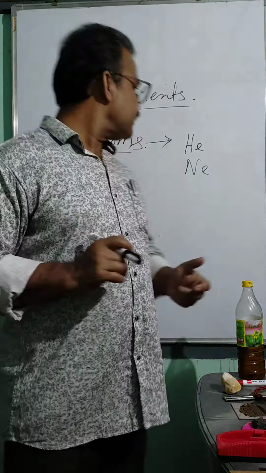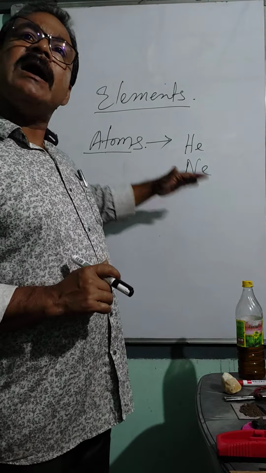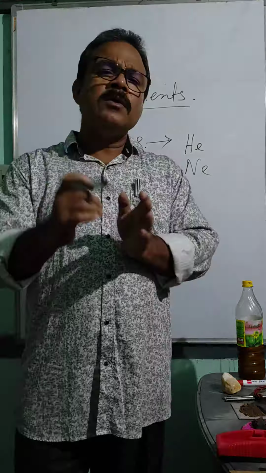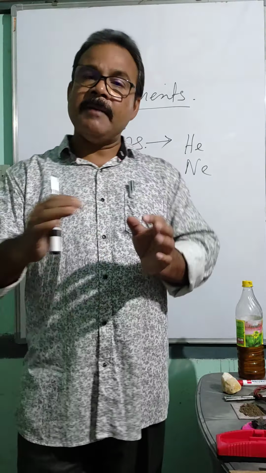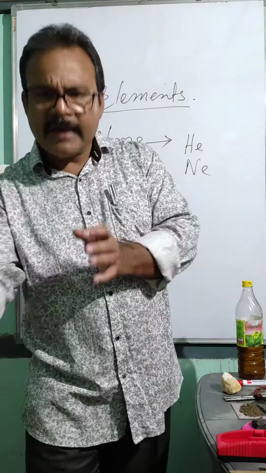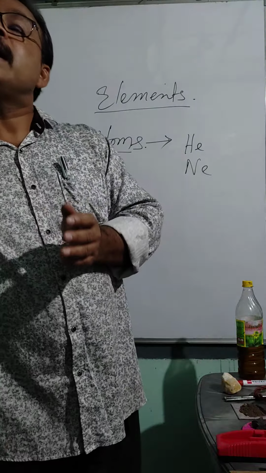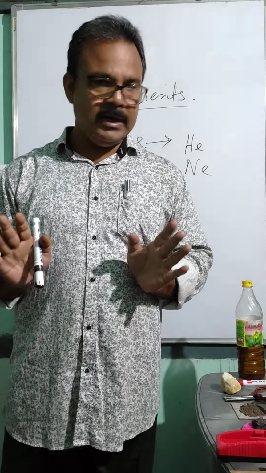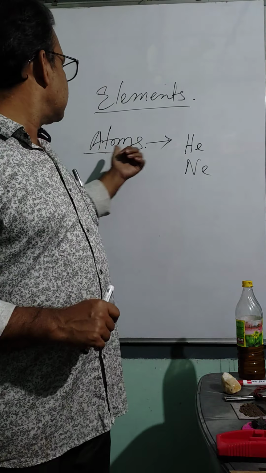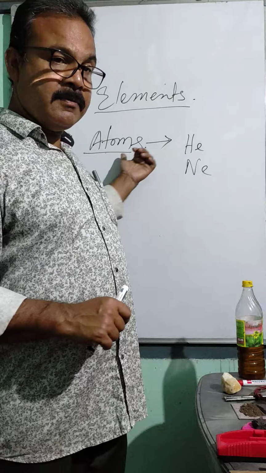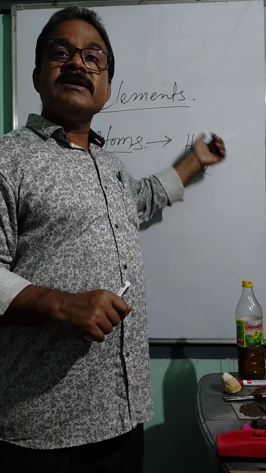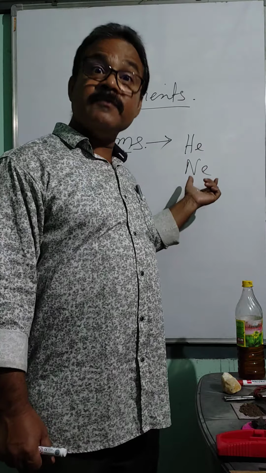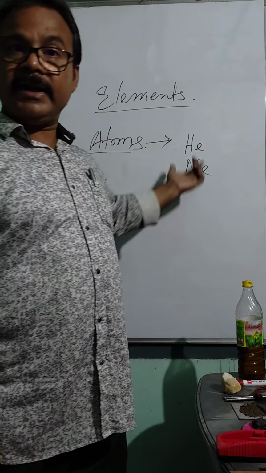But except these, other atoms are unstable. So they immediately combine among themselves, meaning same kind of atoms or other atoms, to form molecules. Clear? We will discuss why some atoms are unstable and why these atoms are stable whenever we discuss electronic configuration.